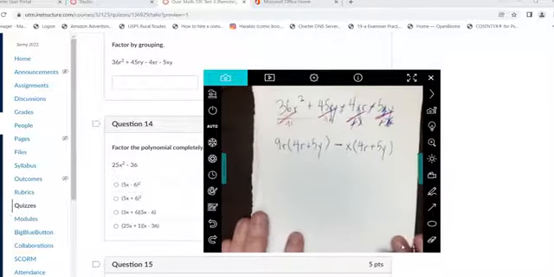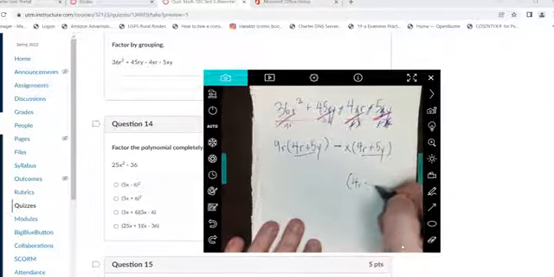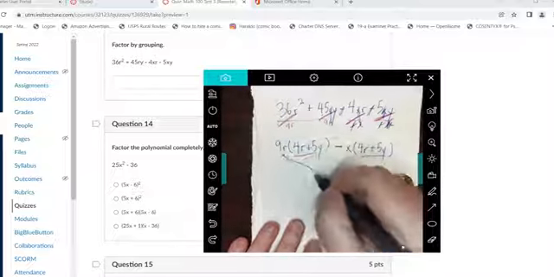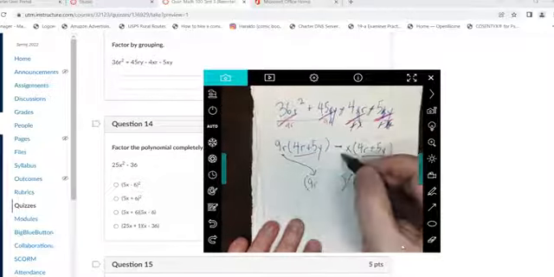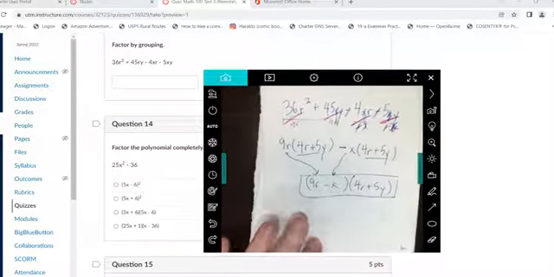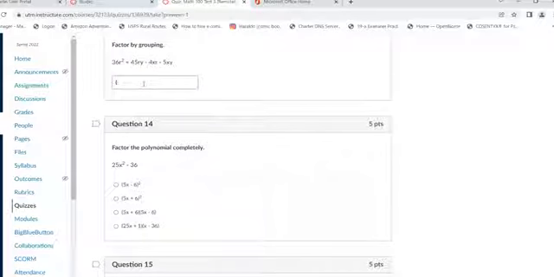Okay, now these have that in common. And so what goes in here? Well, 9r and minus x. And so that's going to be my answer. So 9r minus x, no spaces, times 4r plus 5y. Close parentheses. Okay.